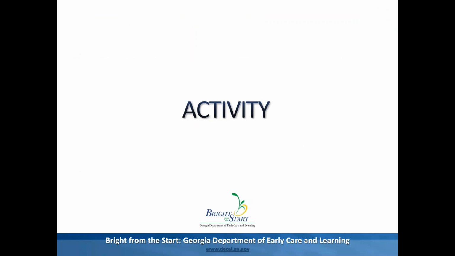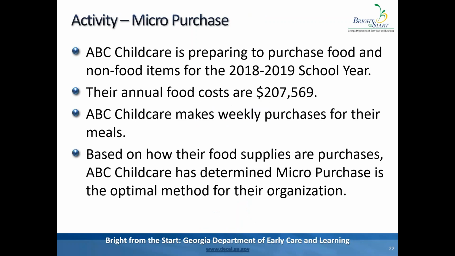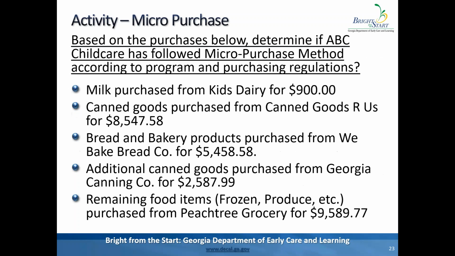Okay, time for a quick activity. In this activity, ABC Childcare is preparing to purchase food and non-food items for the 2018-2019 school year. Their annual food costs are $207,569. ABC Childcare makes weekly purchases for their meals. Based on how their food supplies are purchased, ABC Childcare has determined micro-purchase is the optimal method for their organization. Based on the purchases below, determine if ABC Childcare has followed the micro-purchase procurement method according to program and purchasing regulations.